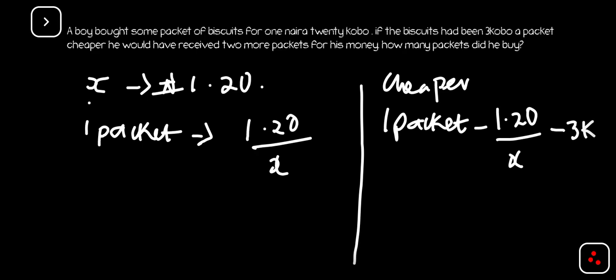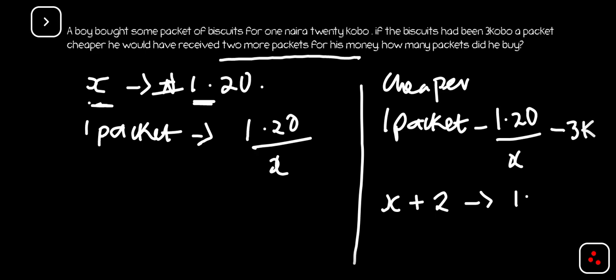But now they said that he would have received two more packets for his money. So if he bought the X biscuits at a cheaper rate, that means he would have gotten two more. So the cheaper rate would have gotten X plus 2 for this same amount, 1 naira 20 kobo. So now they're asking us how many packets did he buy. So basically they're asking us what is X. You see X appears almost everywhere. X appears here, and it also appears here.